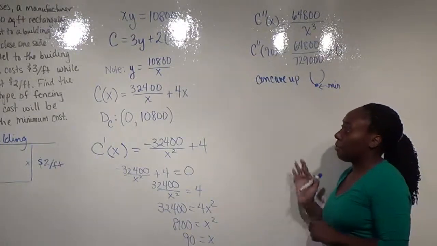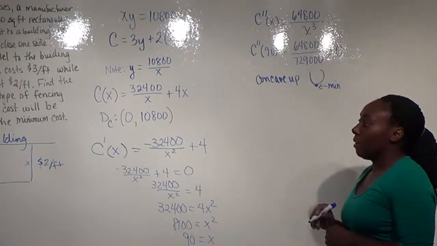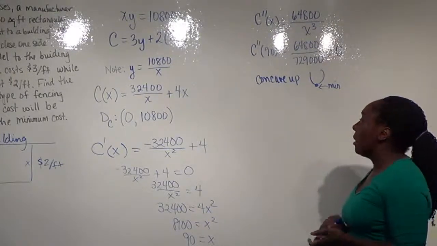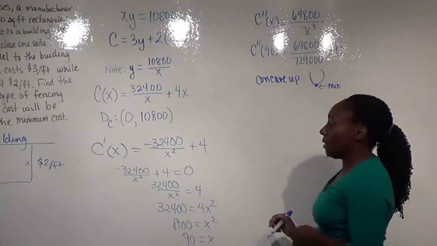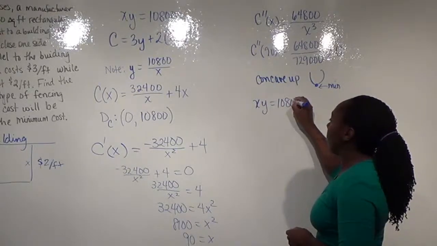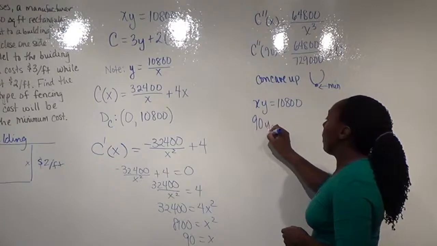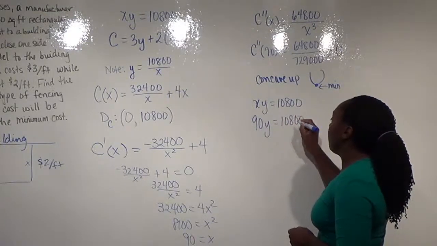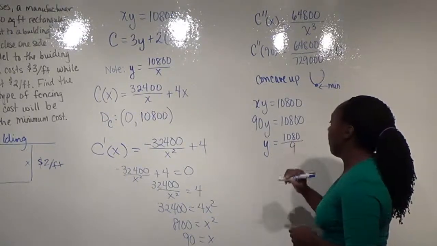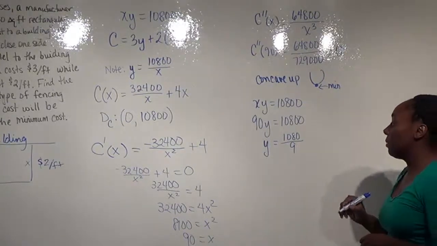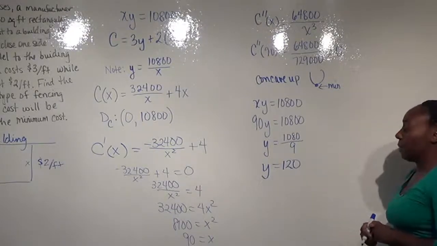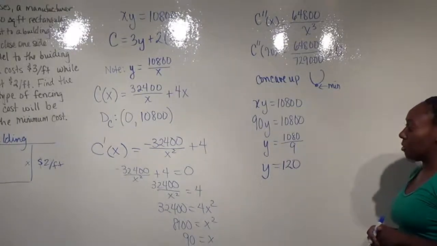Now we need to go back and answer our question. We need to find the amount of each type of fencing so that the cost will be minimized. In our picture, we said that x is going to be 90. We still need to find y. So x times y was 10,800, so 90y is 10,800, or y equals 1080 over 9, which, if we look, is 120. So there's our dimensions.